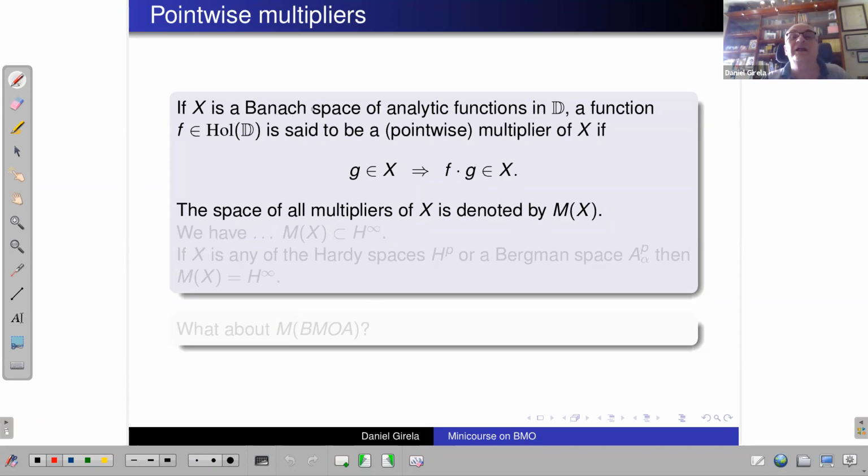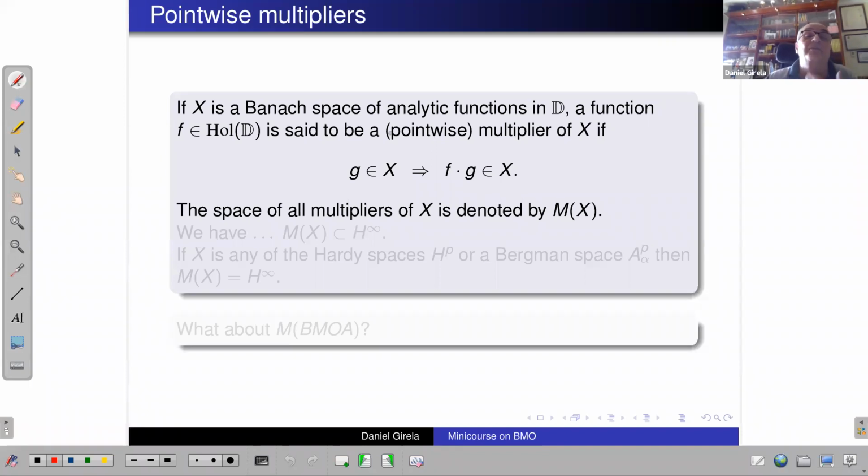If you have a Banach space X of analytic functions, whenever I say that X is a Banach space of analytic functions, I'm going to assume that it is continuously embedded in the space of holomorphic functions. I mean that convergence in norm implies uniform convergence on compact sets, and I will also assume that X contains all the polynomials, so that we don't get a trivial thing. So if we have a Banach space of analytic functions, a function f analytic in the disk is said to be a multiplier.